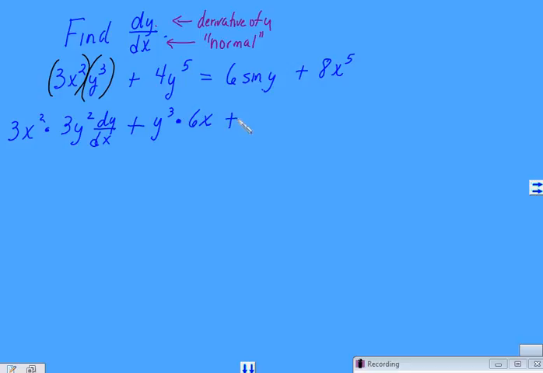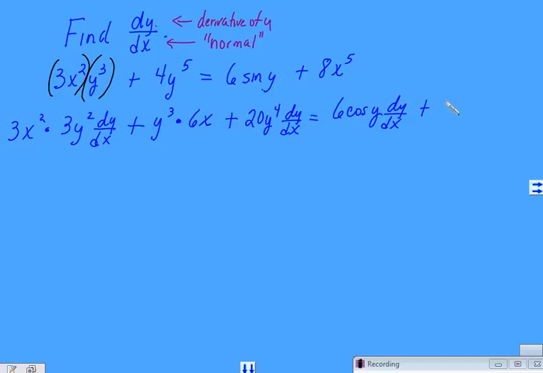Okay, moving on to the next term, 4y to the fifth. That's an easy 20y to the fourth, but it's a y, so we will tack a dy over dx with it. And yes, you can even do trig functions with this. Derivative of sine we know to be cosine, so this would be 6 cosine y, but because it's a y, we'll put a dy over dx on it.